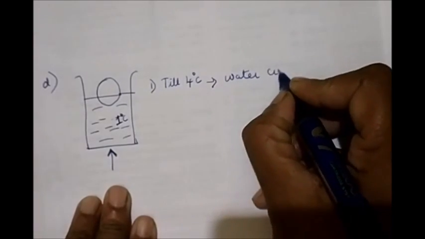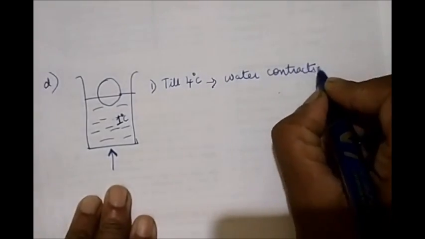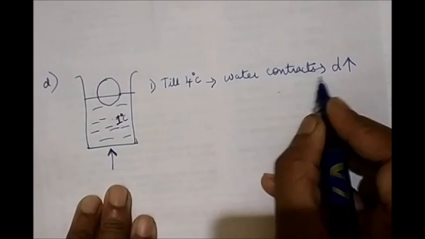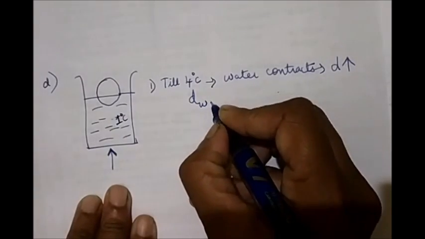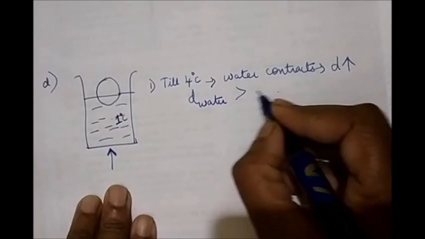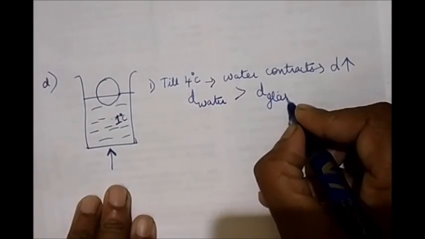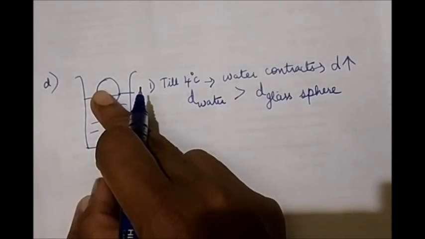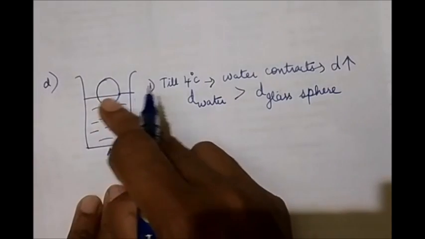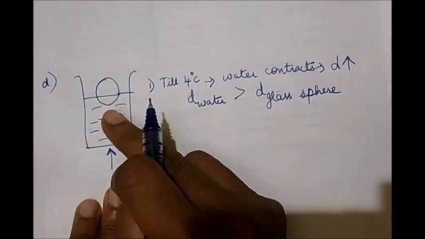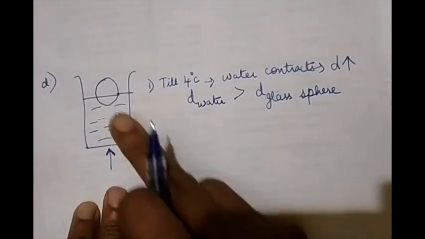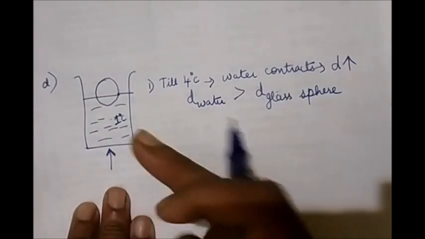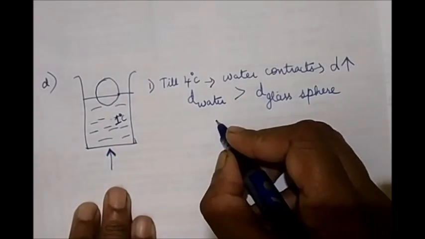So water contracts. So what happens to its density? When water contracts, its density will increase. So I can write: density of water is greater than the density of the glass sphere. Till 4 degrees Celsius, the density of water will be greater than the density of the glass sphere. That is why it is floating. This concept you all know: any light object, that is, any object whose density is less, will float, and any object whose density is more than water will sink. So that is the reason why it floats.